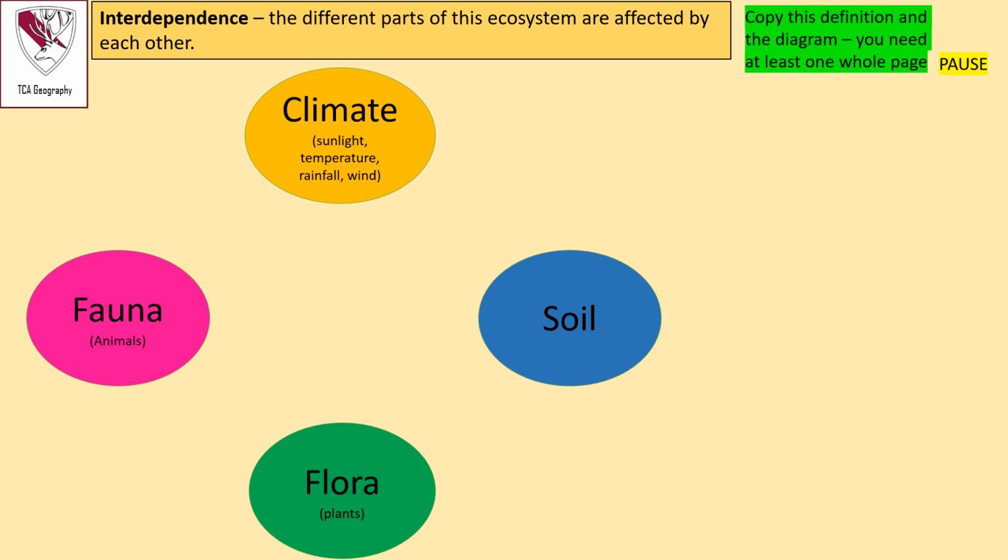So now for you to draw a diagram, you're going to need at least one full page, and I recommend that you do it landscape. So I'd like you to copy out the definition of interdependence and then copy this small diagram. There is more to come, but pause for a moment to copy this, and then I'll go on to show you what happens next.